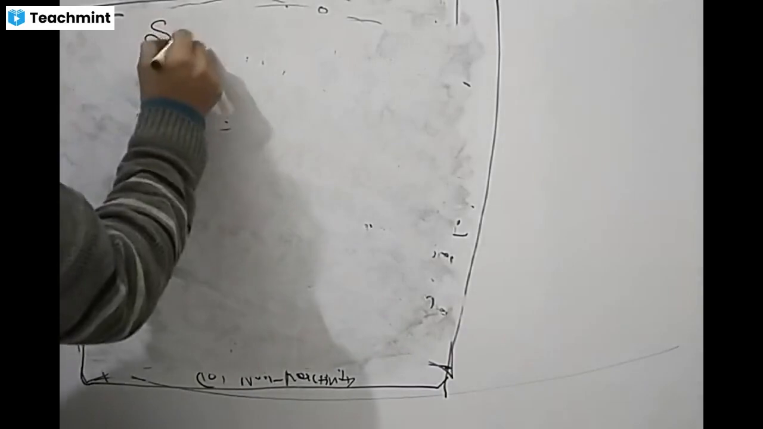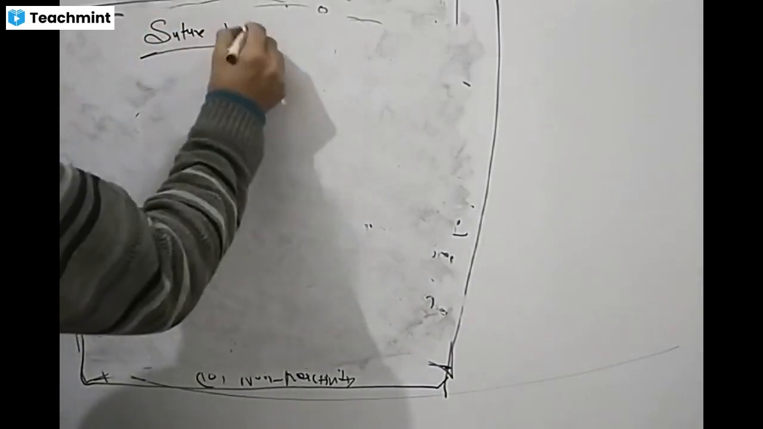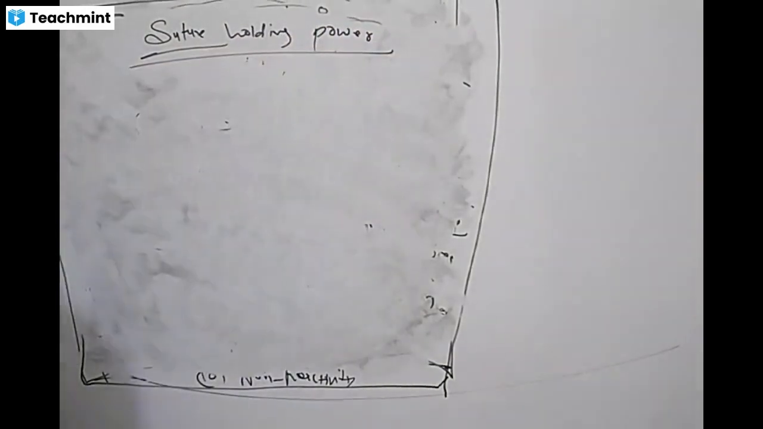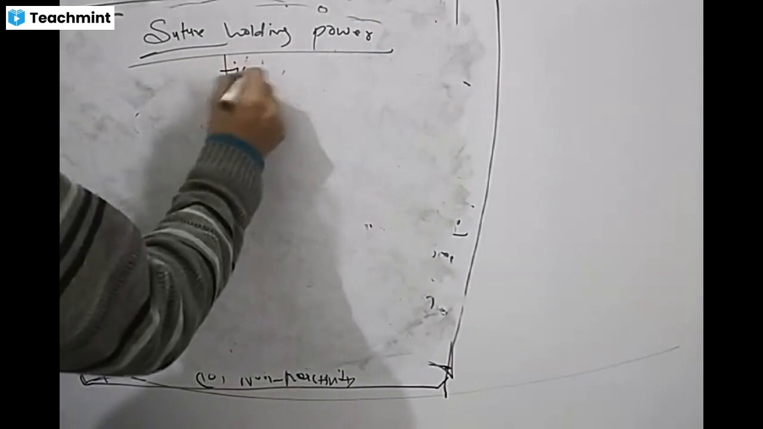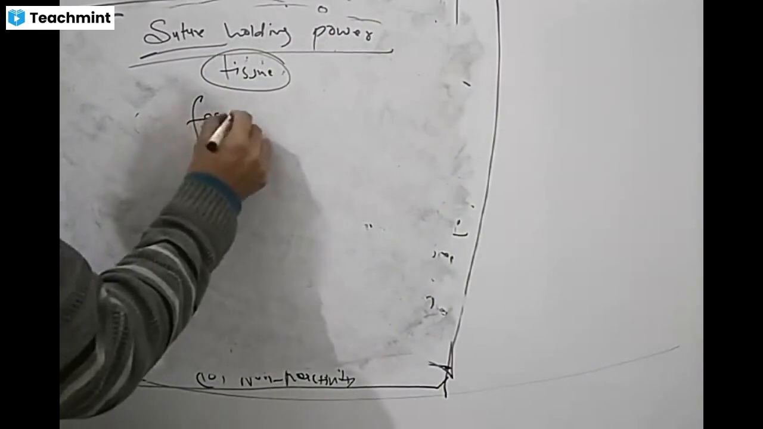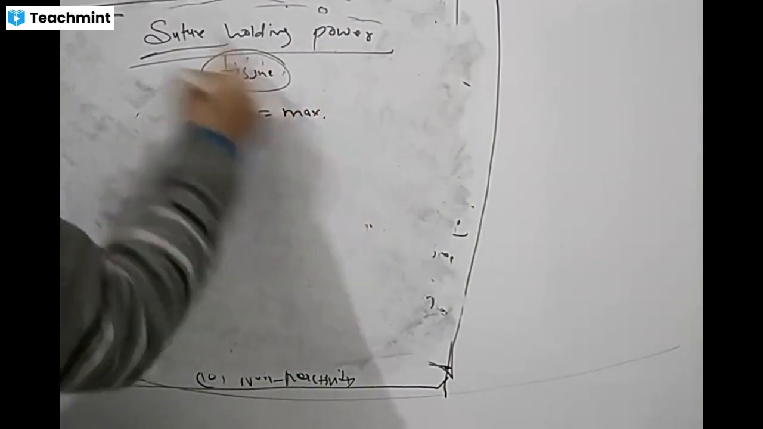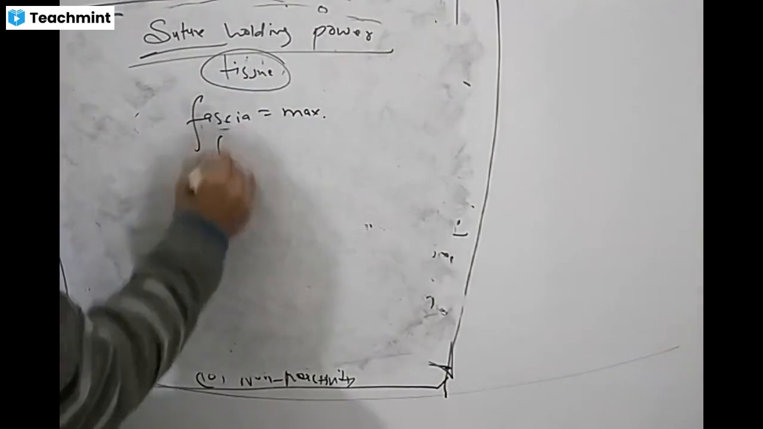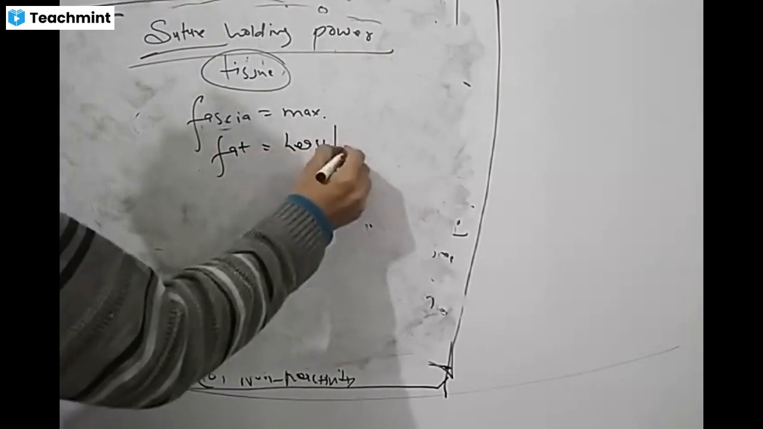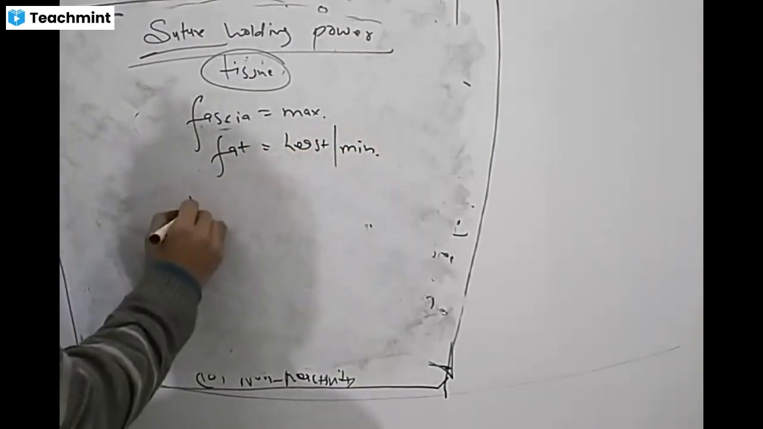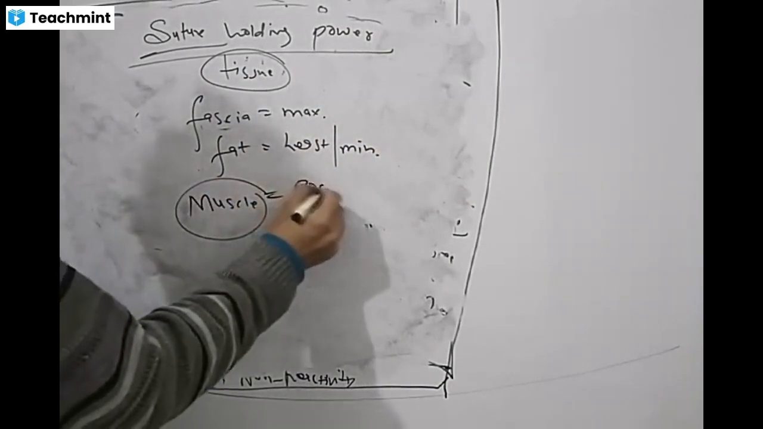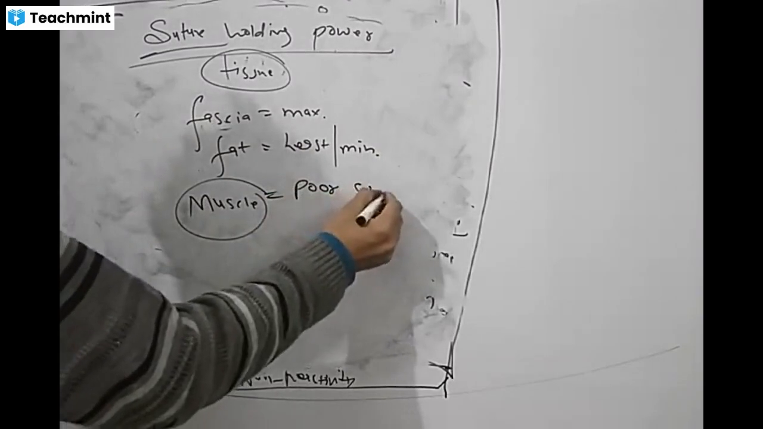Then there is one small topic, suture holding power. This is the holding power of tissues. Fascia has the maximum suture holding capacity. If we compare with fat, it has the least or minimum. And if we look at the muscles, they also have poor suture holding power.